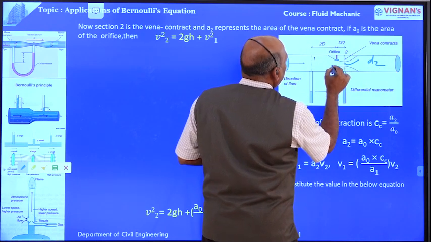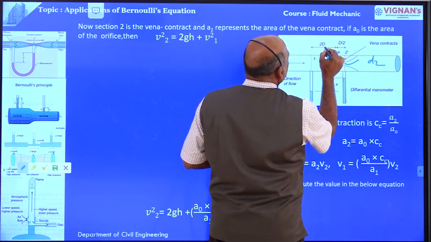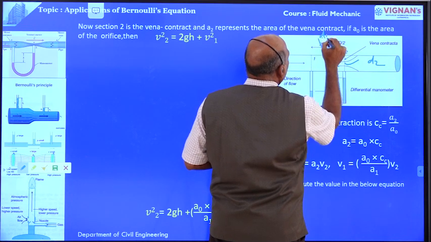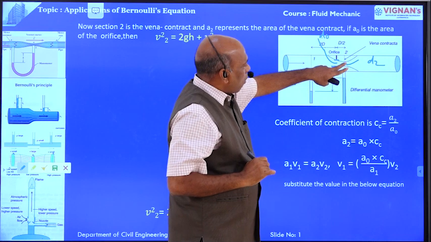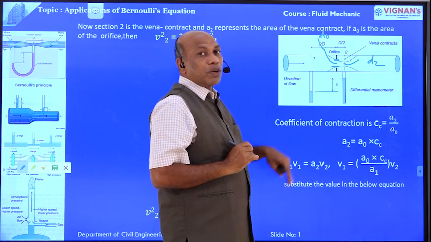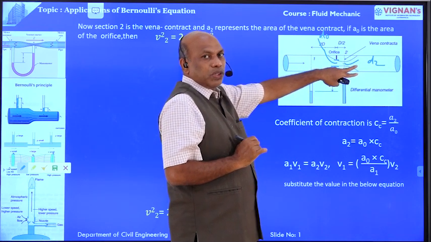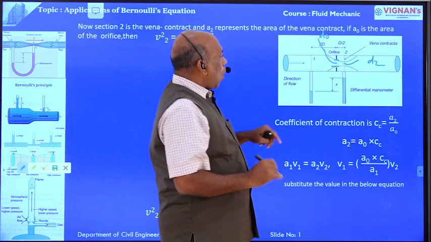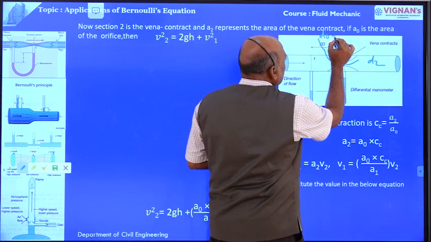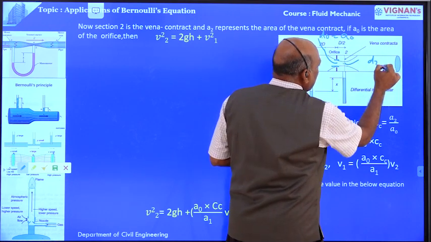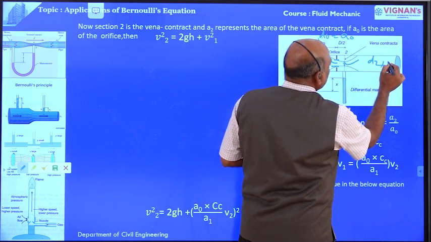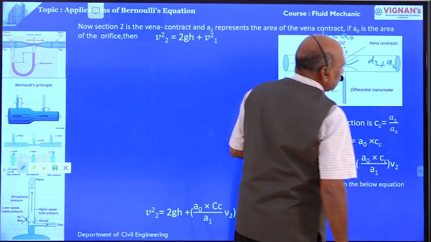Diameter of the orifice is equal to D0. Diameter of the vena contracta is equal to D2. That means that is section 2-2. Or area at the orifice is equal to A0. Area at vena contracta is equal to A2.